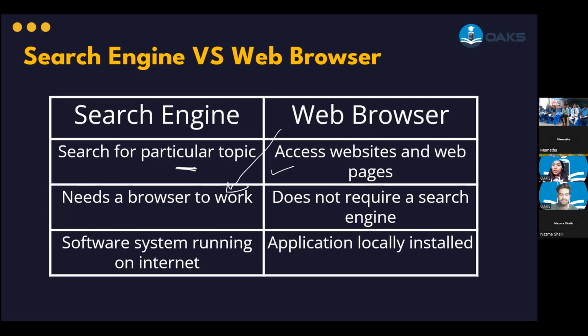So a software system running on the internet has lots of websites in it. But a browser is an application locally installed. So when you have something locally installed, then it is known as a web browser.